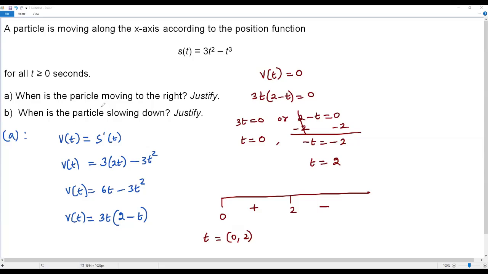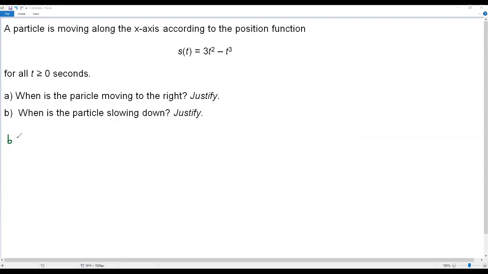Okay, now we can start answering the part B question. Let's go over it. When is the particle slowing down? We have to find the time when the particle is slowing down. To find that, I have to find the acceleration of the particle. To get the acceleration, I have to find the derivative of the velocity.